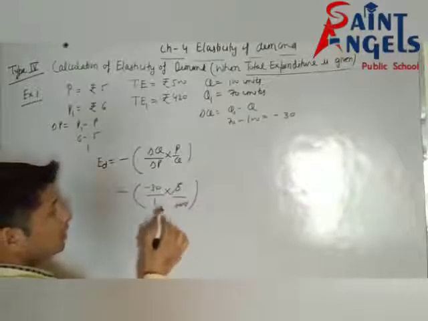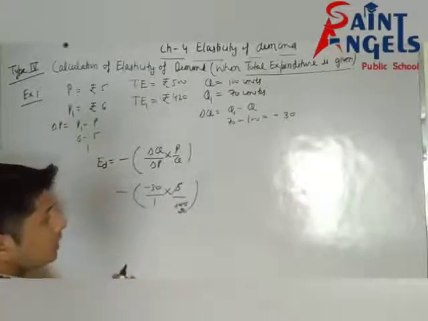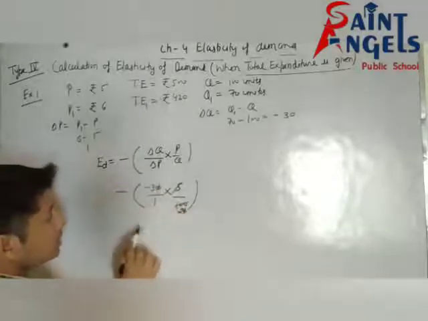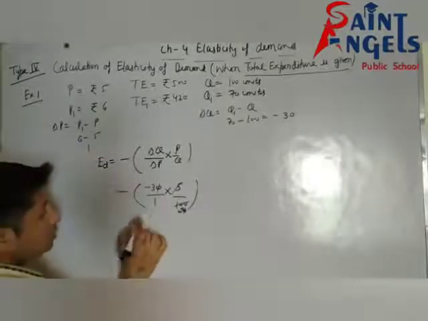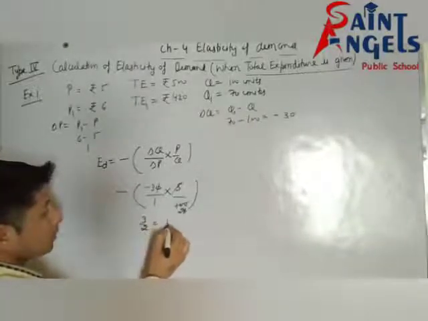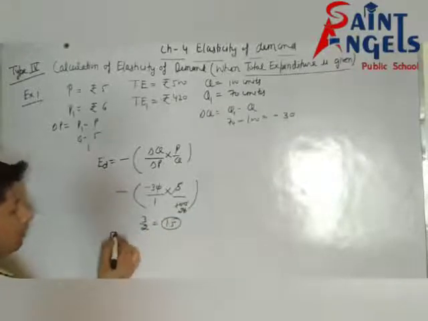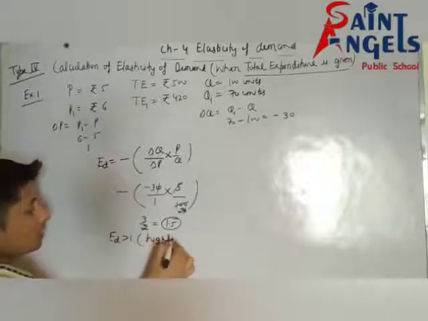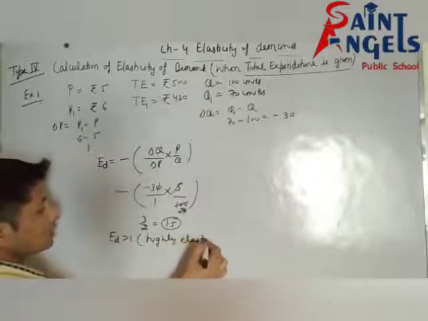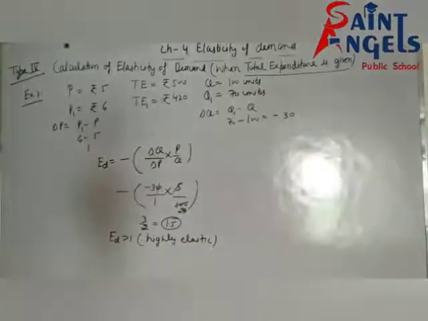See, 100 divided by 5 is 20, and 0 and 0 will be cancelled, and this minus sign and this minus sign will become a positive sign. 3 by 2 means 1.5, and 1.5 means ED greater than 1, means highly elastic. So I hope all of you have understood how you will solve this type of question, how you will calculate elasticity of demand when total expenditure is given. Please pause the video and note down this.